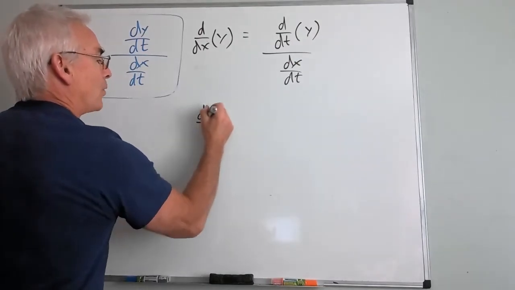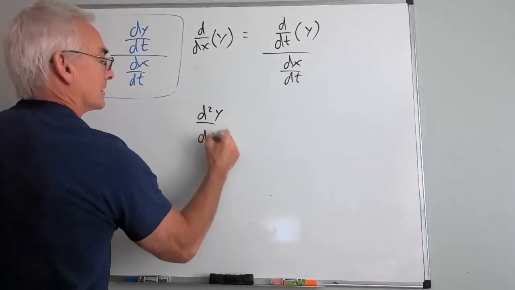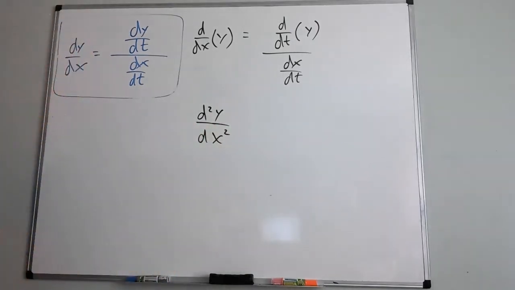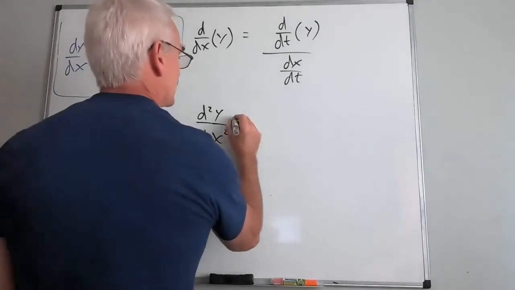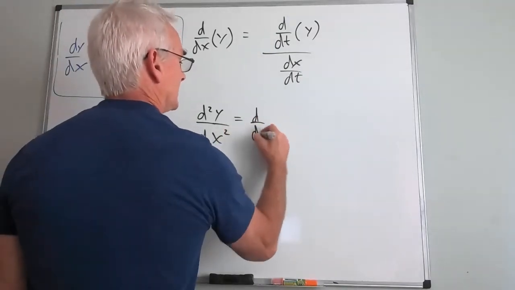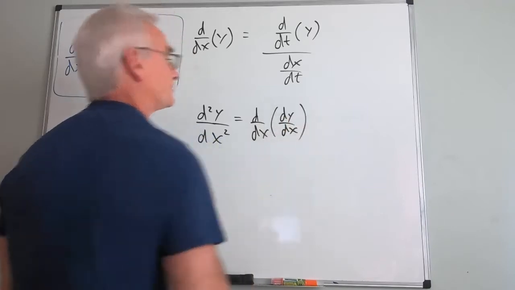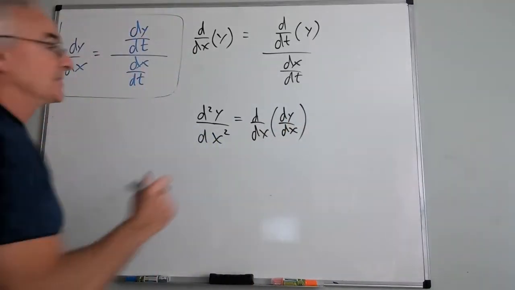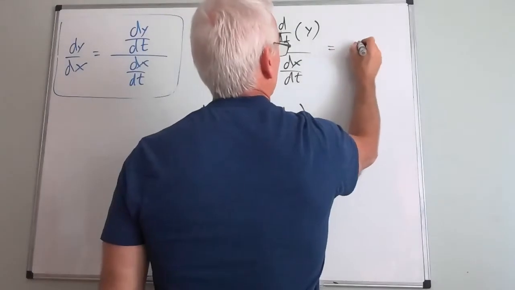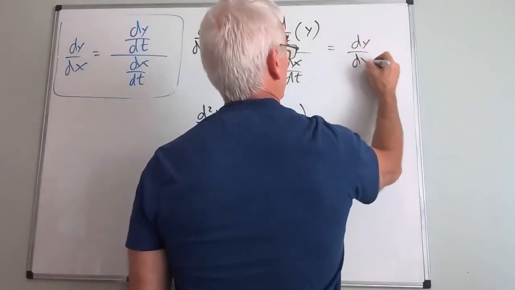Now, if I want, okay, that's our standard second derivative in the xy world. So technically, this is d dx of dy dx. Okay, isn't this quantity on the right, isn't that what I'm calling dy dx?